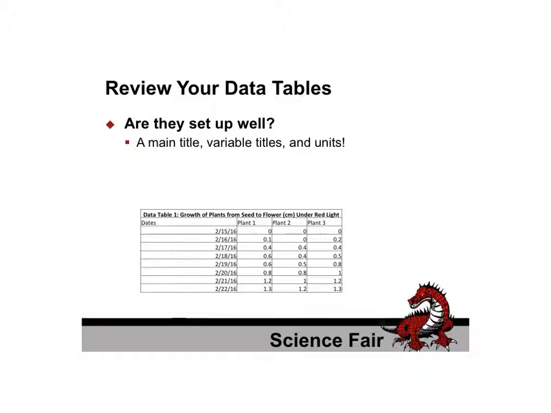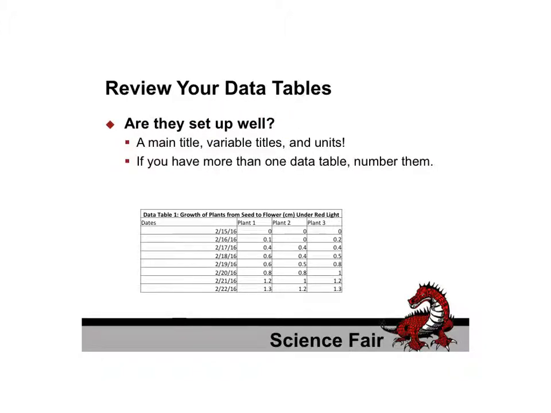The first thing you need to do is look at your data tables, and you need to make sure that they're set up well. We went through this and you submitted them and you got a grade for them, and hopefully that means that you had a main title, you had your variable titles, and you have units for everything. You can see here, this one has the title. If you have dates here, you don't really need a unit there, but other times you will need a unit, like centimeters, and then all the data is there. So check and make sure that you set up your data table really well.